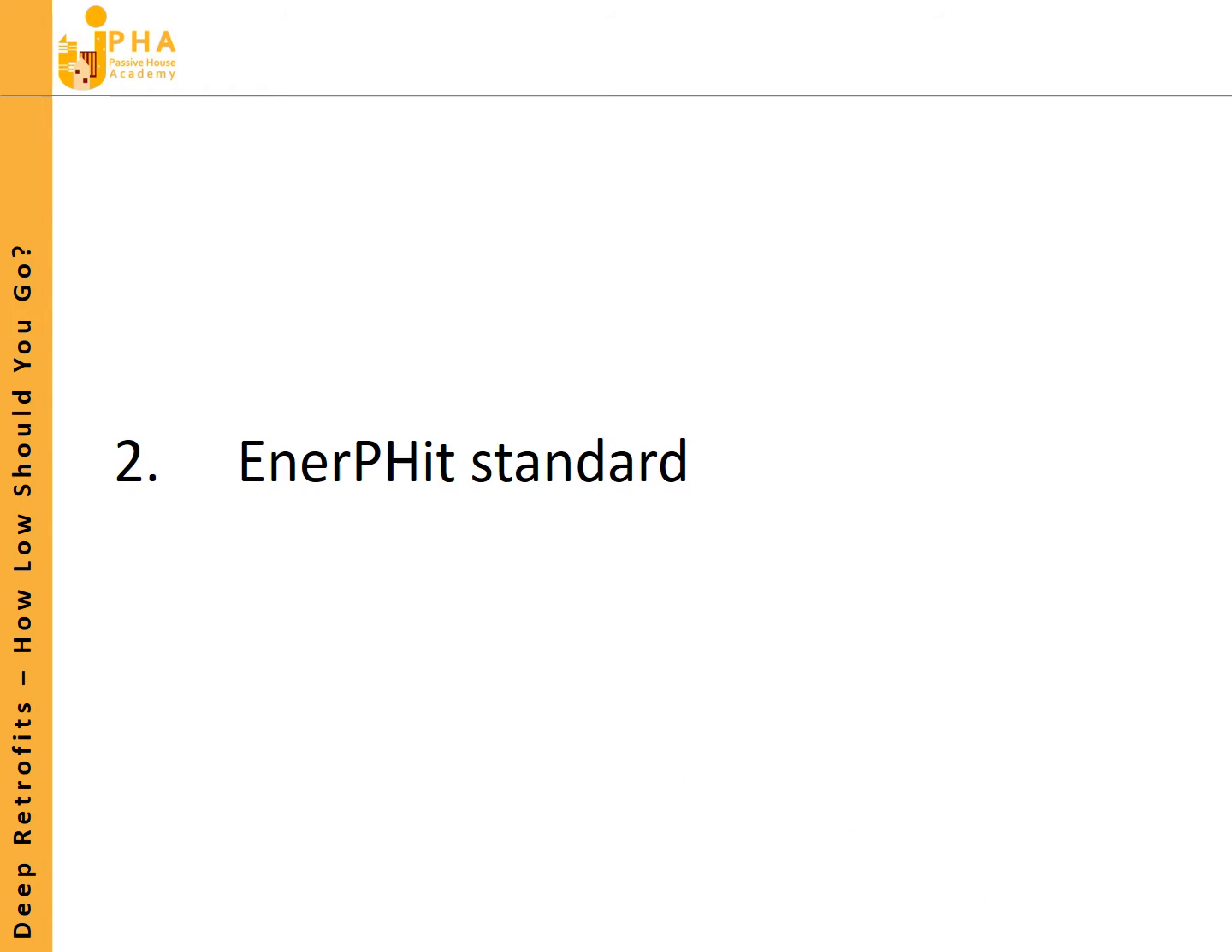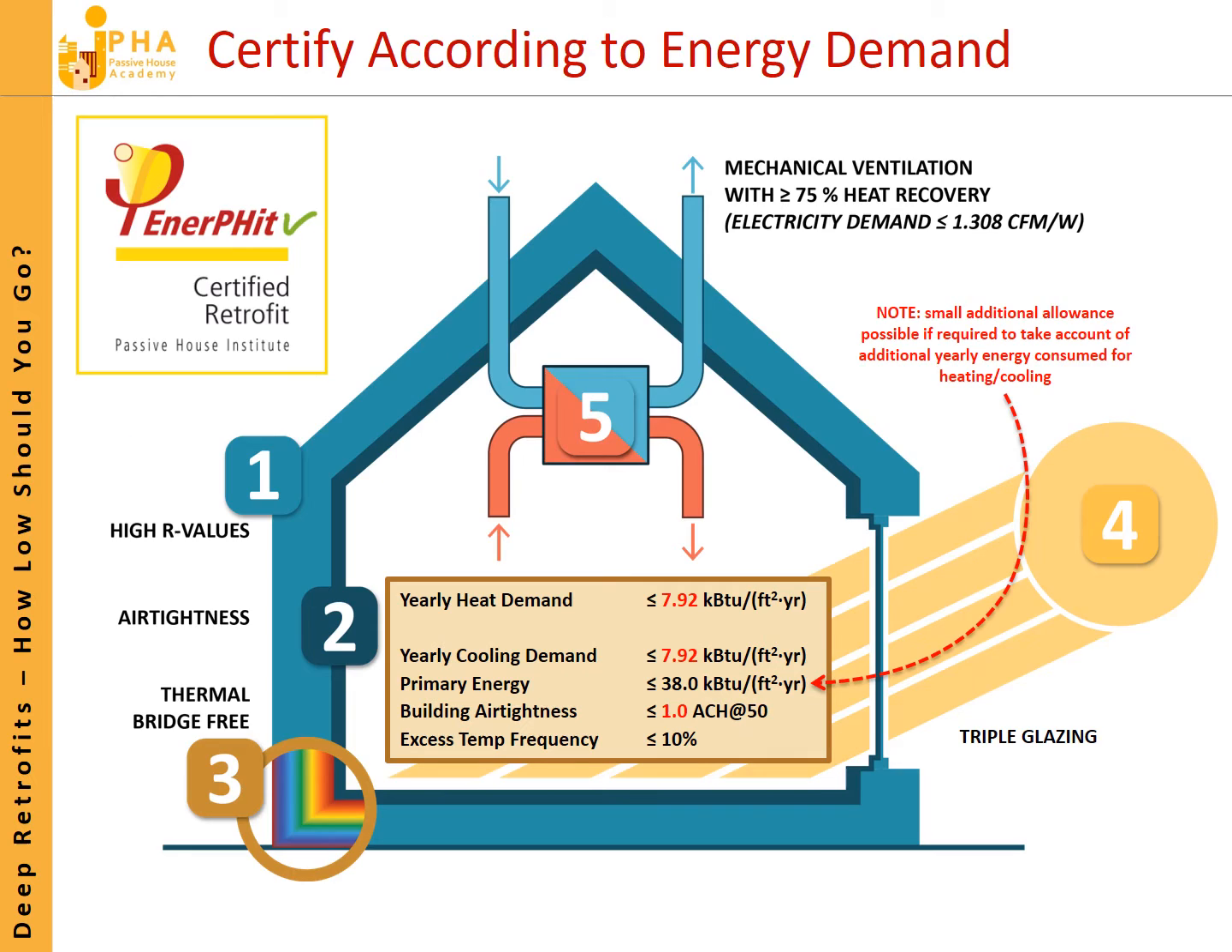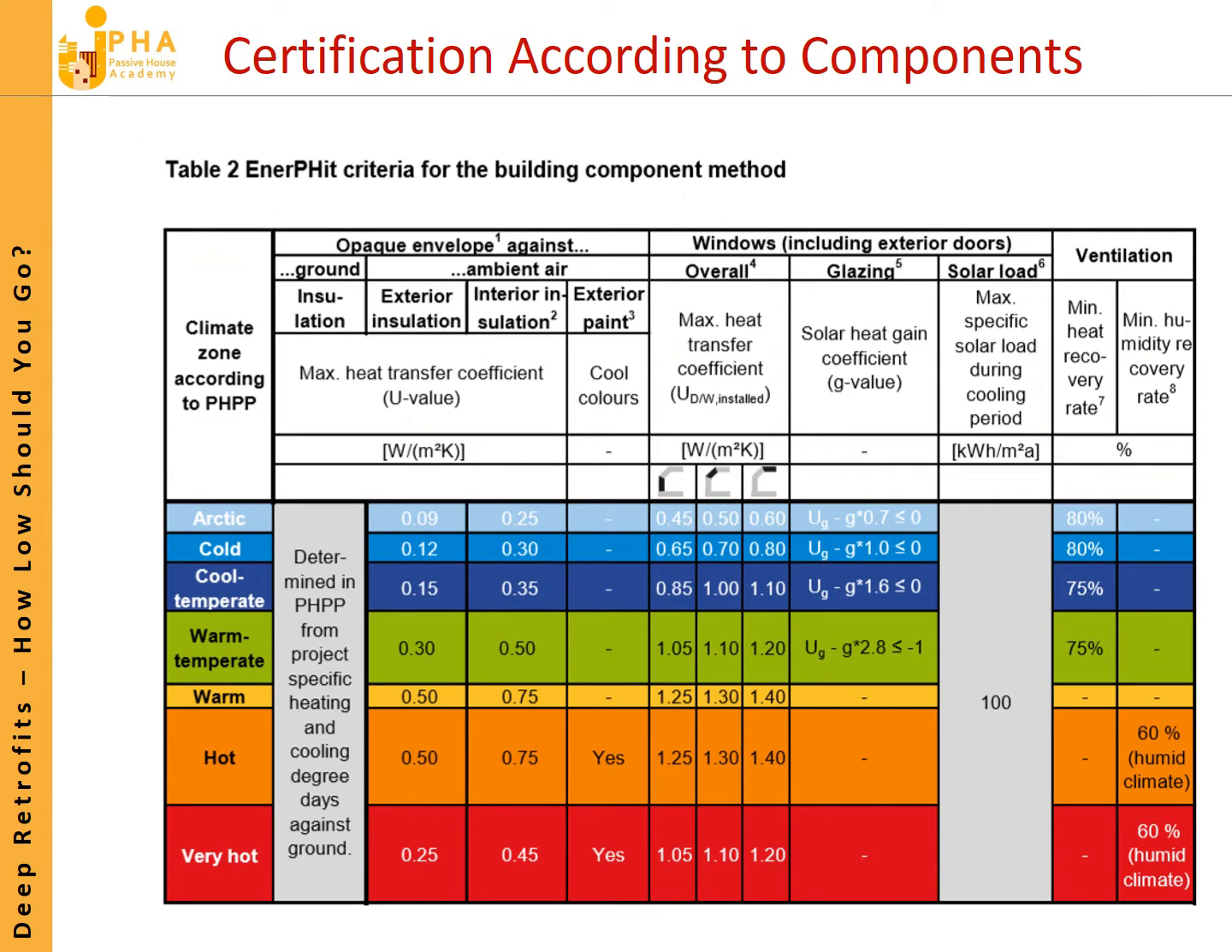The EnerPHit standard is the retrofit standard developed by the Passivhaus Institute. The various metrics that you have to hit in order to be certified as an EnerPHit project are presented here. There are maximums for heating demand, for cooling demand, primary energy or source energy, air tightness, and overheating. You can certify according to these criteria, or you can certify your building according to components.